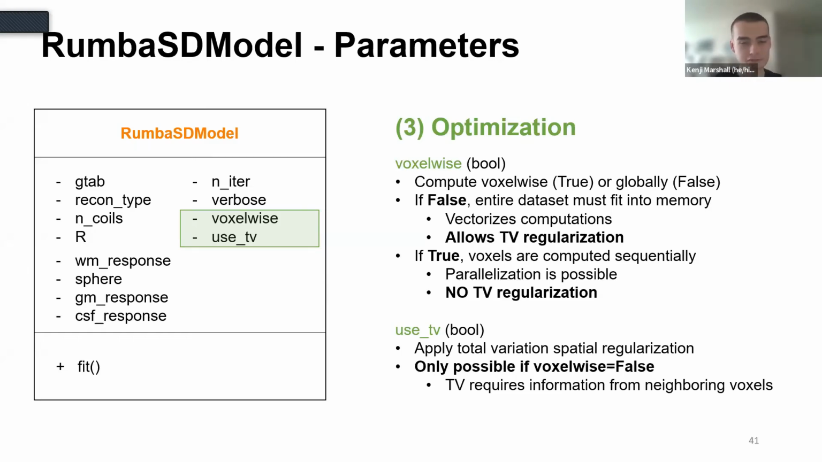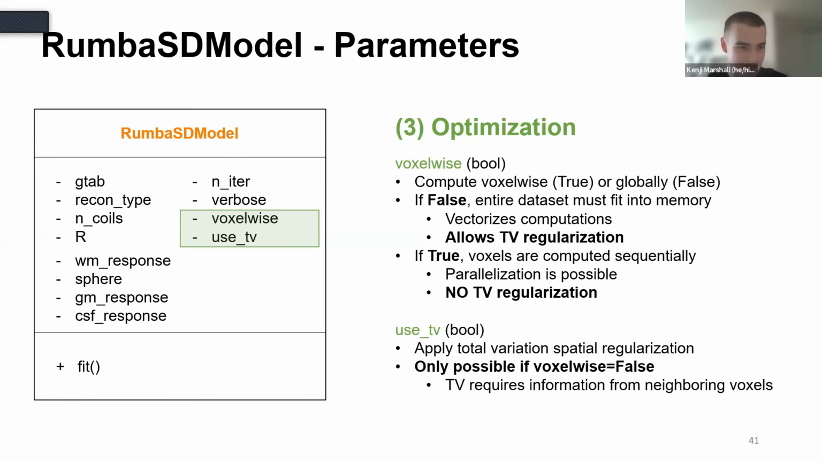It also allows for total variation regularization. Total variation is only possible when you're in this global fitting regime, because if you remember, we needed information about the entire brain volume to compute total variation. We need info about neighboring voxels to compute gradients. And so it's only possible when you're fitting the entire data set into memory and computing the fit globally.